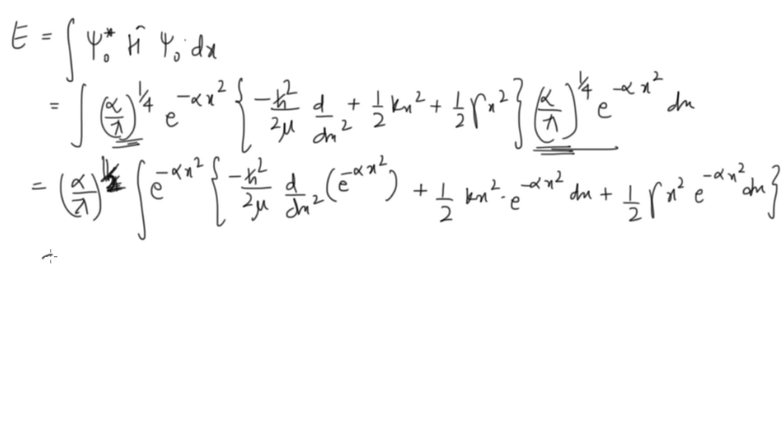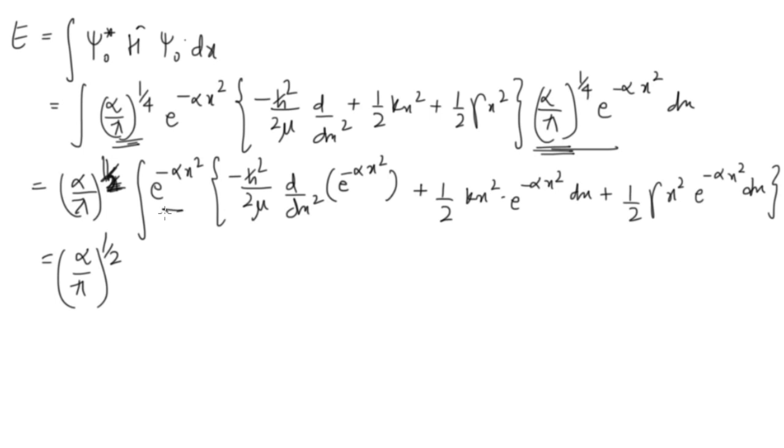Okay, so we are going to get (alpha/pi)^(1/2). That is the constant term. Now the next thing is that we have to multiply each of them with it, and we have to integrate all of them, right?